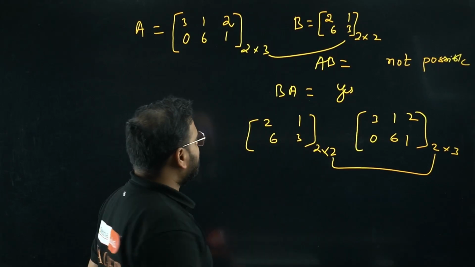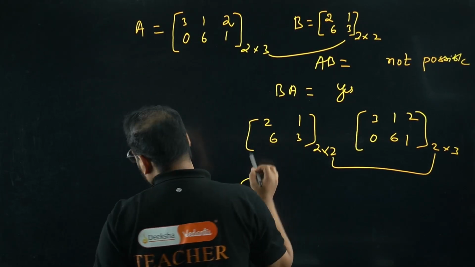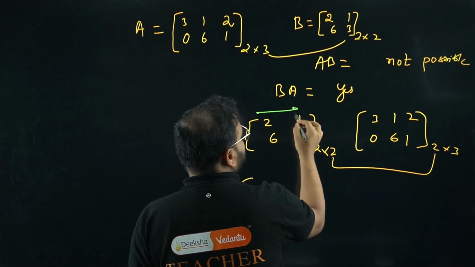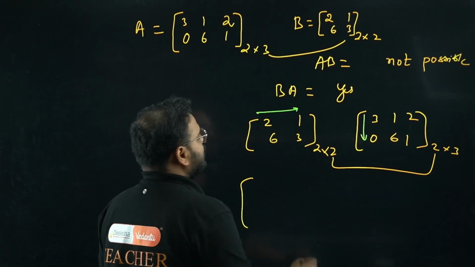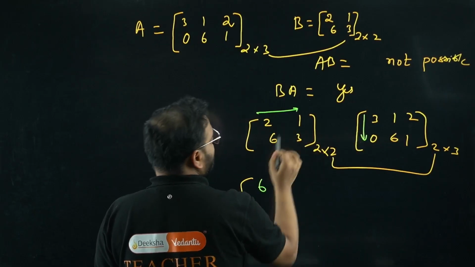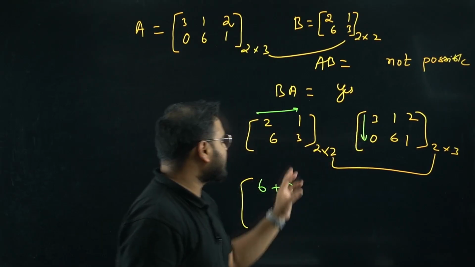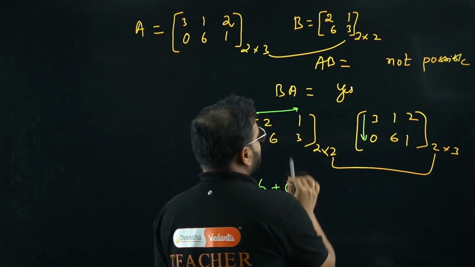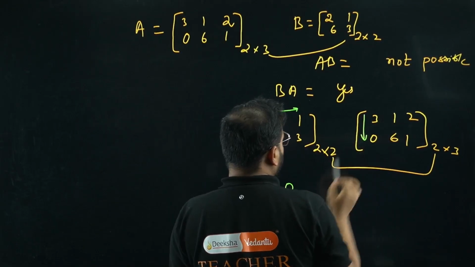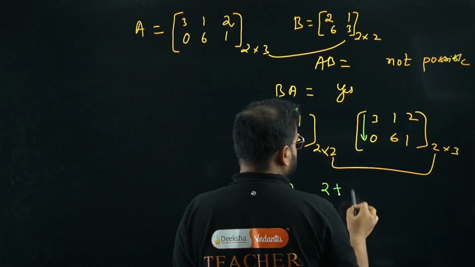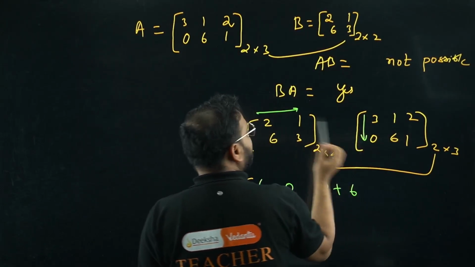Okay. Let's multiply this quickly and get the result. As I said, first row with first column will give me the first element. So 2 into 3 is 6. 1 into 0 is 0. Okay, first element is done. Next, first row, second column. So 2 into 1 is 2. 1 into 6 is 6.